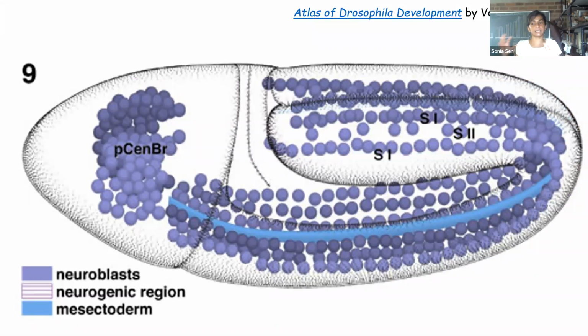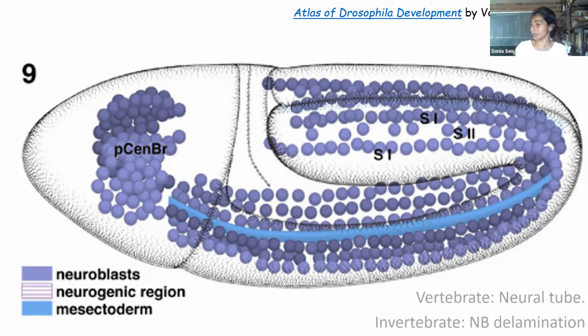And this is, I suppose, kind of analogous, not homologous, analogous to the process of neural tube formation that you will find in vertebrates. So it's not really a tube formation, but it ends up doing the same thing. So yeah, there you go. So now we're in the business.